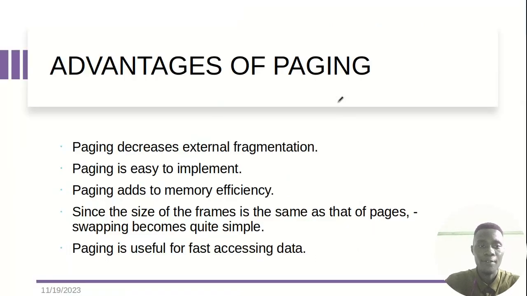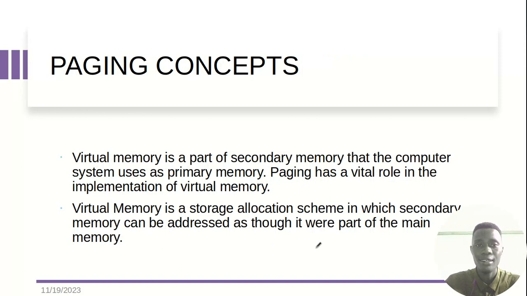And then we have the advantages of paging. One, it decreases external fragmentation that we had already seen. It is easy to implement. The operating system automatically does this, and it doesn't take a lot of time doing it. It adds to memory efficiency. Since the size of the frames is the same as that of pages, swapping becomes quite simple. The moving in and out of processes becomes quite easy. Then it is useful for fast access to data.